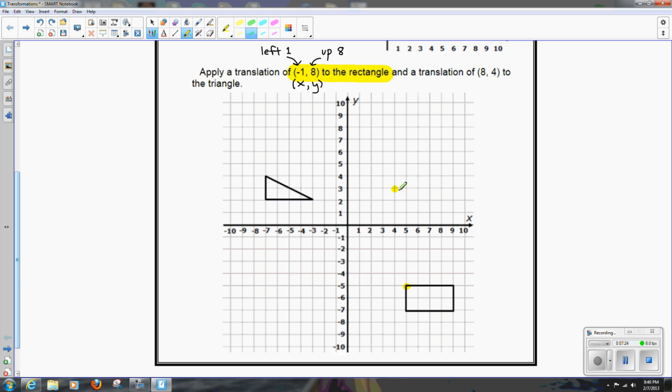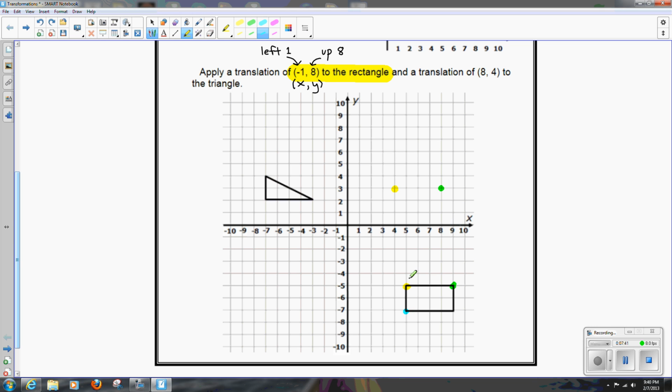So now all we have to do is do the same thing to each of the other points. We're going to move left 1 and up 8. 1, 2, 3, 4, 5, 6, 7, 8. You can already start to see your rectangle take shape.